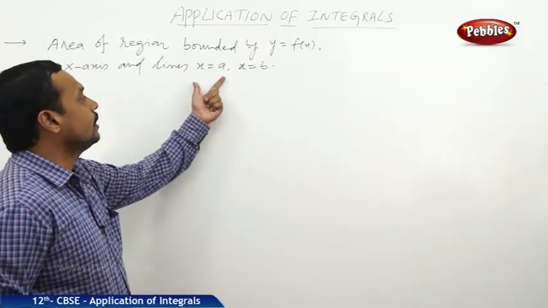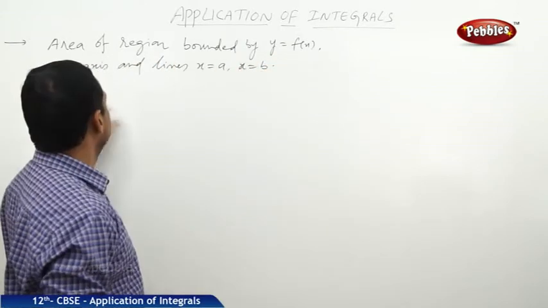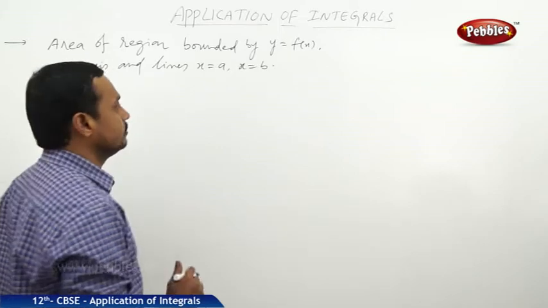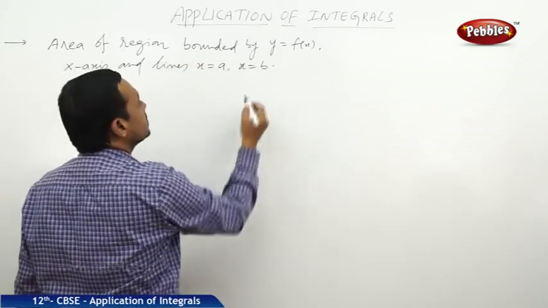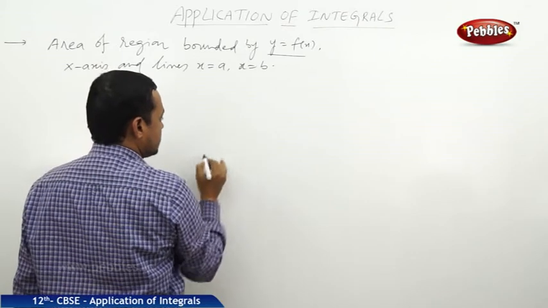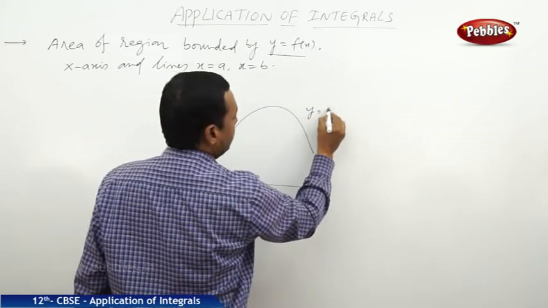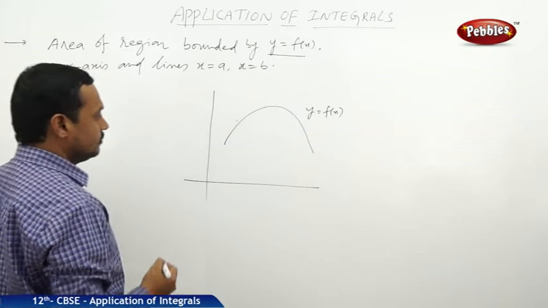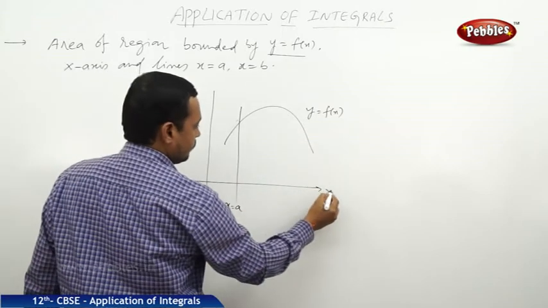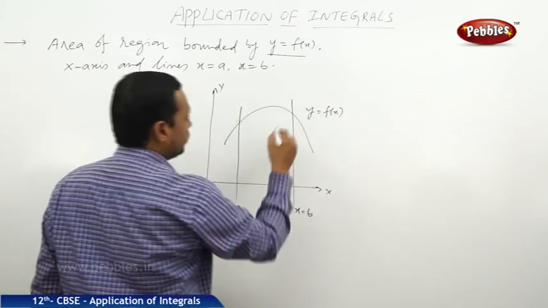Now let us find the area of the region bounded by some curve y is equal to f of x, the x-axis, and between the lines x is equal to a and x is equal to b. Let us take the curve y is equal to f of x like this as shown in the figure, just above the x-axis. And x is equal to a is a line parallel to the y-axis, and x is equal to b is another line parallel to the y-axis.